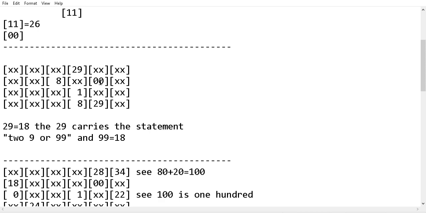That's 18. So when these sequences happen, they happen in a little package like this. They don't usually spread out like this. They all kind of speak to each other like this right here. This 8 links to a 1 to make 18, right? So 18 is equal to 29.